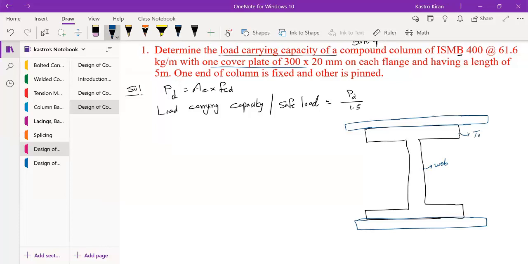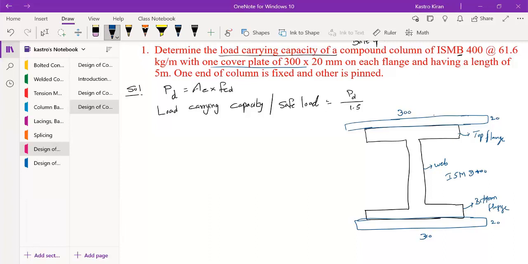So this is the top flange and this is the bottom flange. Anyways, you must have an idea about all these parameters. Right? Now you have to find out the load carrying capacity of a section which consists of ISMB 400, provided with cover plates of 300 mm length and 20 mm width, both on top as well as at the bottom. Okay, so let's check how to solve this problem.